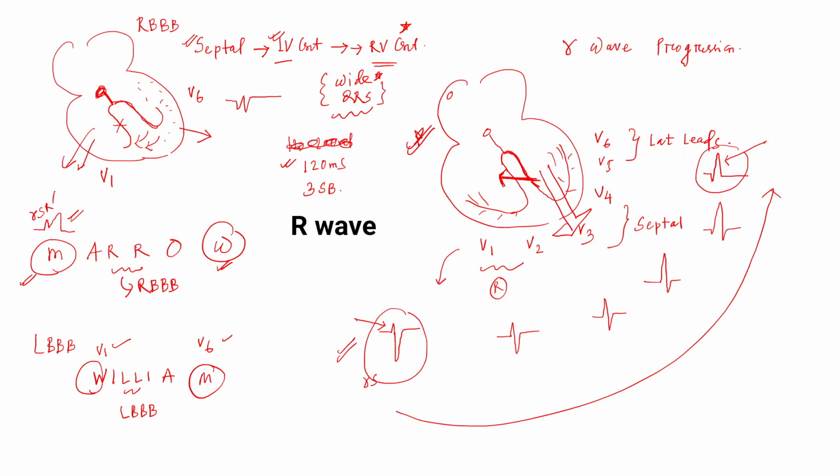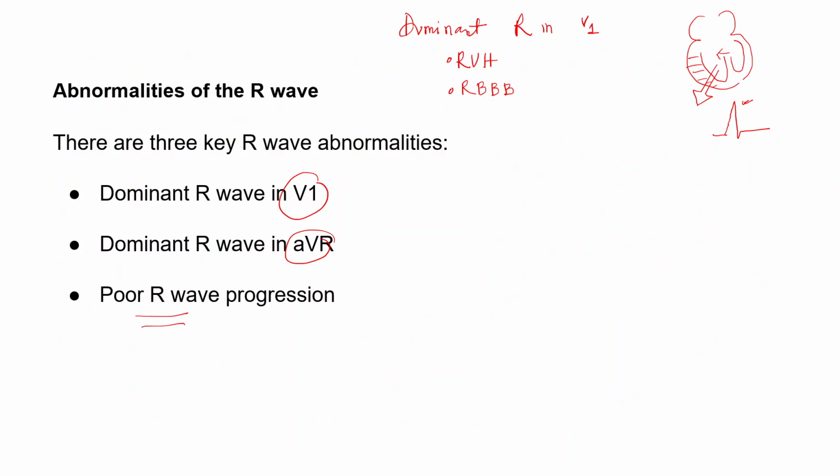So I have described how RVH will produce a dominant R in V1 and how RBBB is producing a dominant R in V1. Now, what are the other conditions? Other conditions include WPW, WPW type A. Now, what will happen in WPW? How is WPW producing a dominant R in V1?